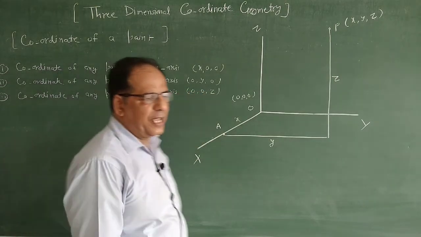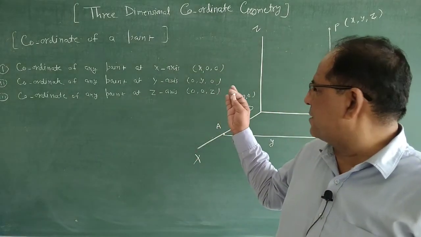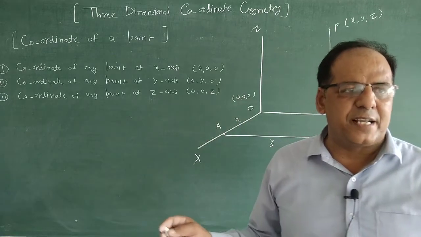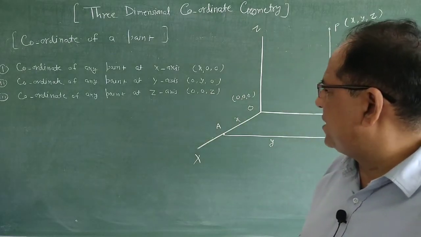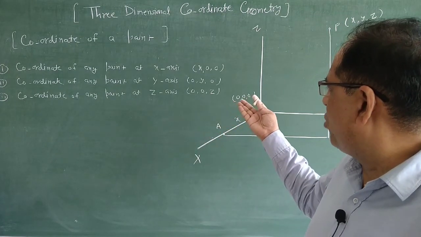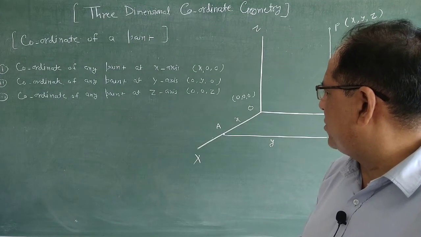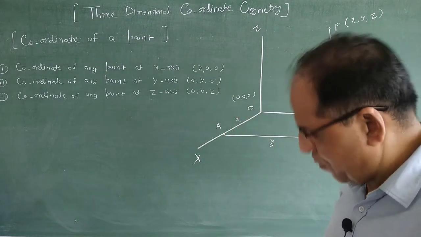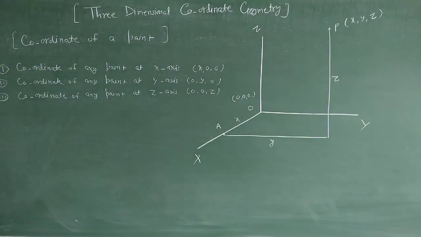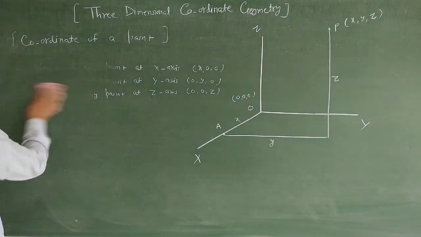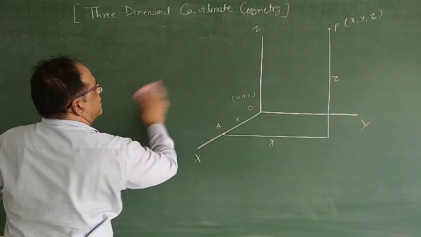So if you want to take any point on the x-axis, we take the coordinates of this point as x, 0, 0, because on the x-axis y and z become 0. If the point lies on the y-axis, then we can take the coordinates of the point as 0, y, 0. And if you want to take a point on the z-axis, we can take the coordinates 0, 0, z. Now we will discuss the coordinate planes.